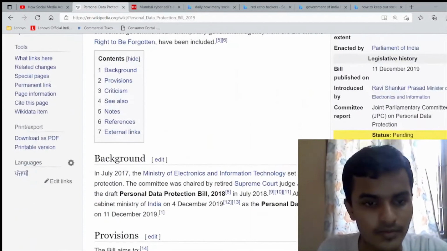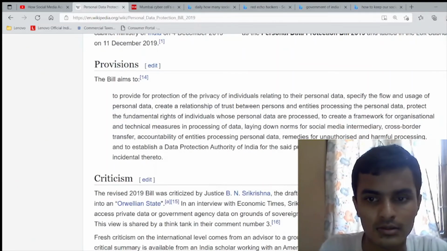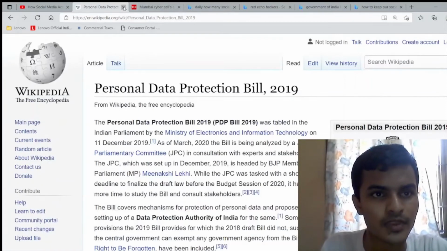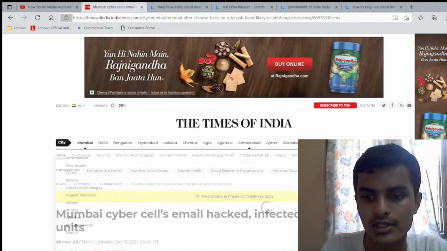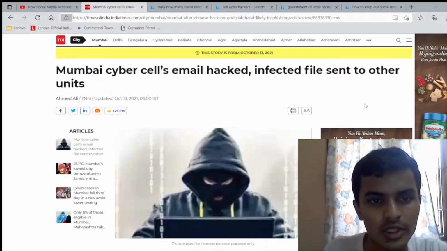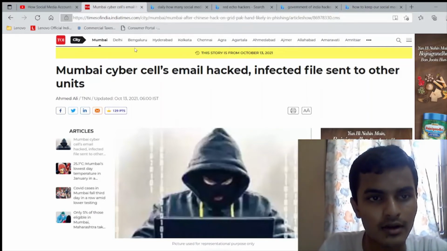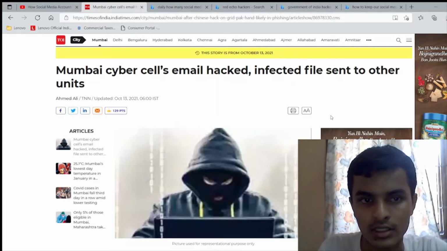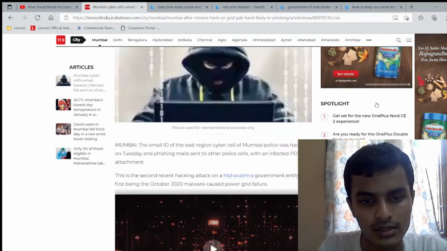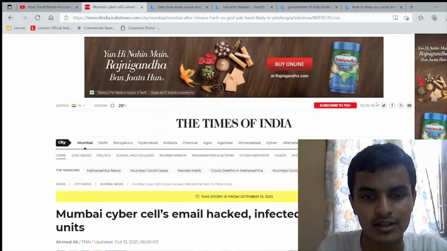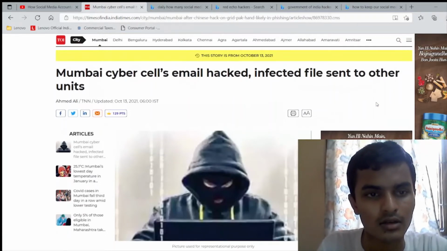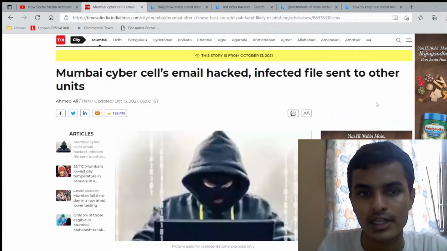So that was it. I will not go into detail about this. You may have understood. Okay, next, this was the latest, I think. On October 13, 2021, something happened, and you may all know about it. It is the Mumbai grid hack. Power supply was cut for several hours in Mumbai city, the financial capital of India. This is the Times of India article: Mumbai cyber cell email hacked, infected file sent to another unit.